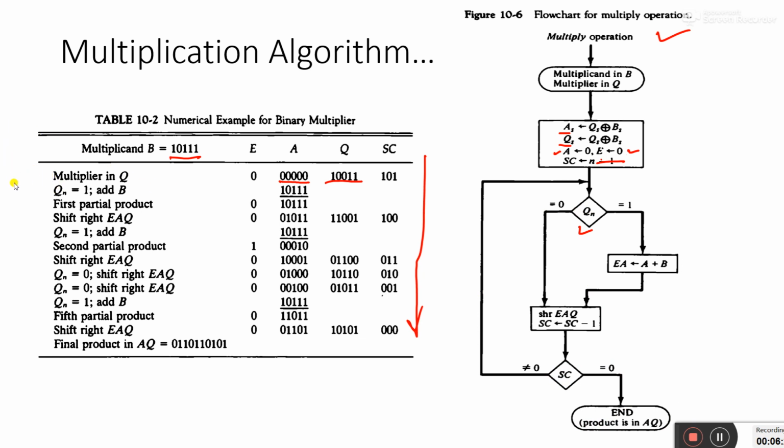So this is my multiplier in Q. Now these are the comments, all these things are the comments I have written in my table. This is the status of E, the status of A, the status of Q, and the status of the sequence counter. Okay, so now see what's happening here.